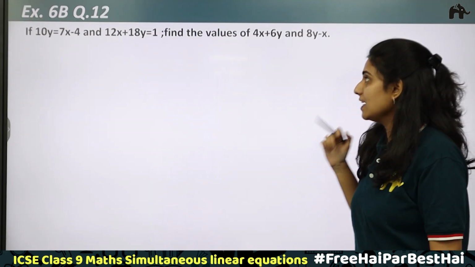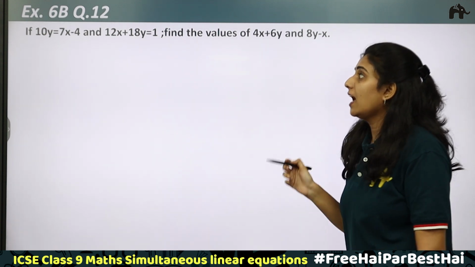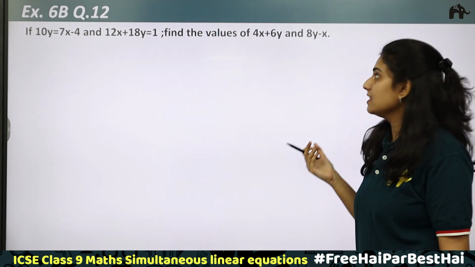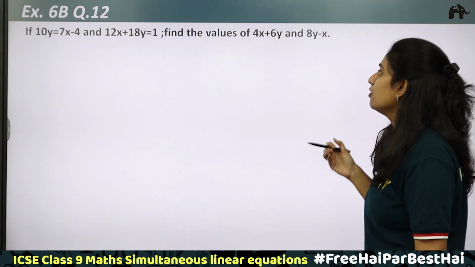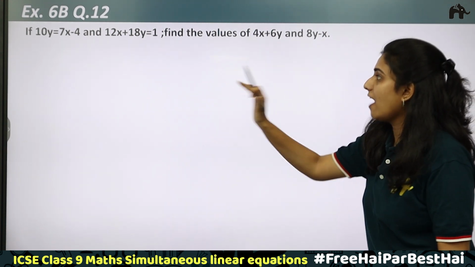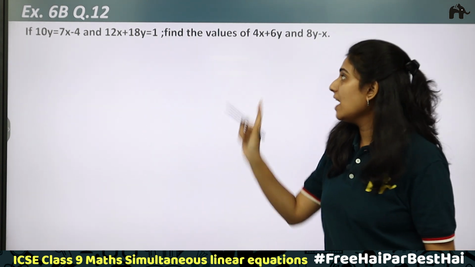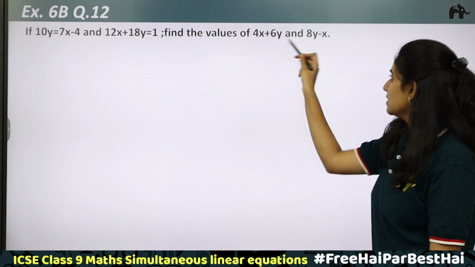Question 12 of exercise 6b. If 10y is equal to 7x minus 4 and 12x plus 18y is equal to 1, find the values of 4x plus 6y and 8y minus x. So, here we have to find the values of x and y from these two equations given and then substitute the x and y values in these expressions.